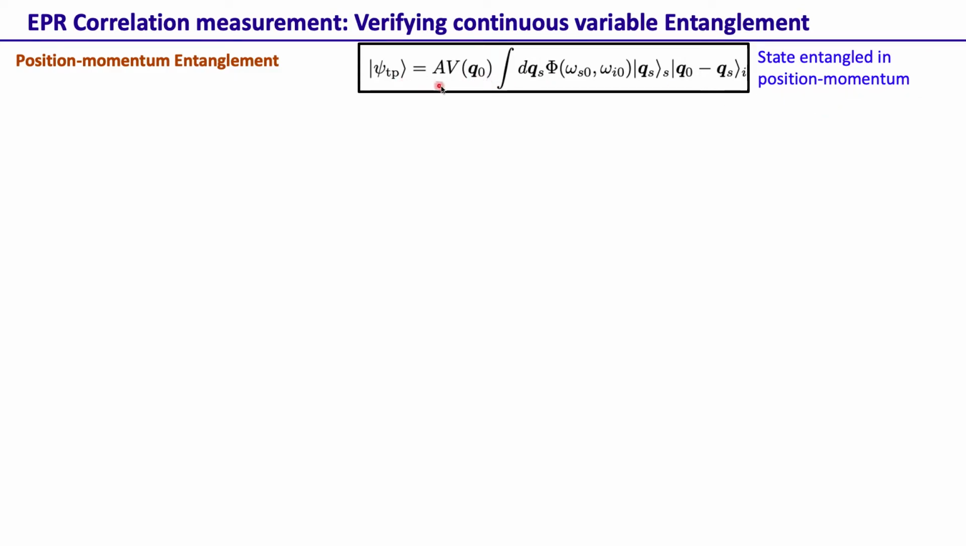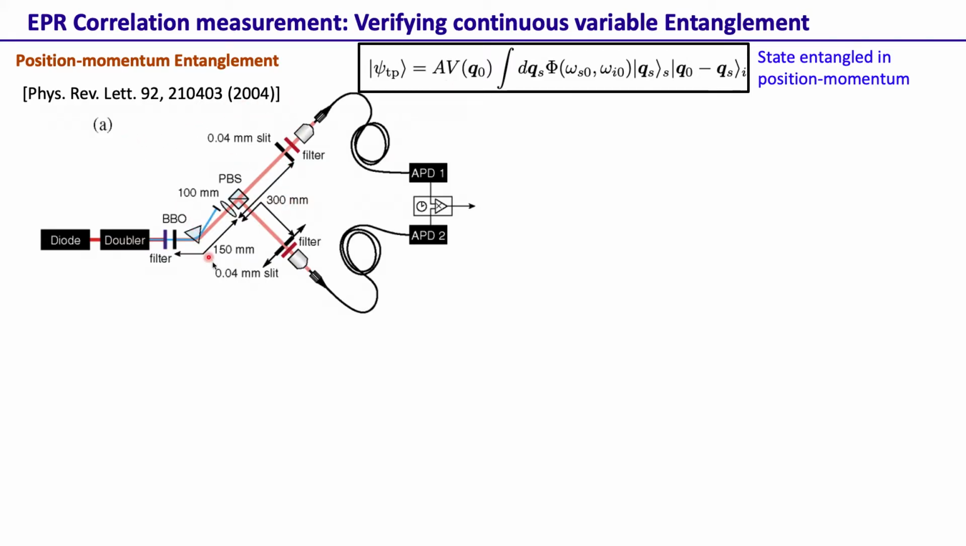Now using such a state produced by parametric down conversion, in 2004 there was an experiment that actually reported the EPR correlation measurements, that means the conditional Heisenberg uncertainty measurement that was less than h bar by 2. So in this experiment we have a laser and this BBO crystal, so it produces parametric down conversion. The laser is blue and the entangled photons are red.